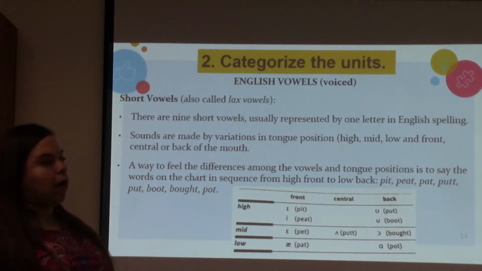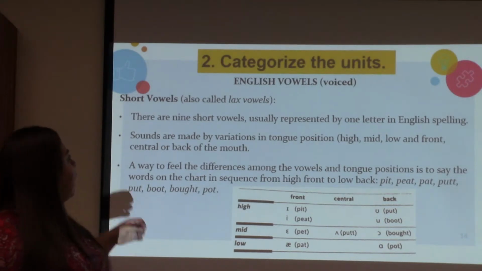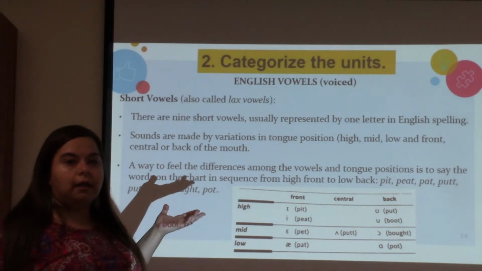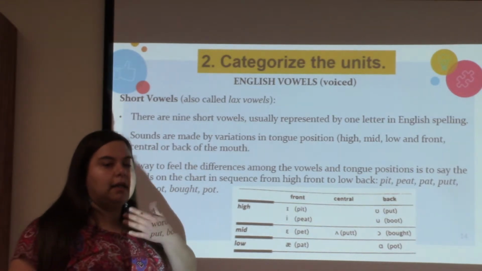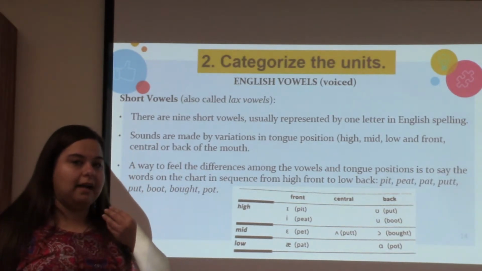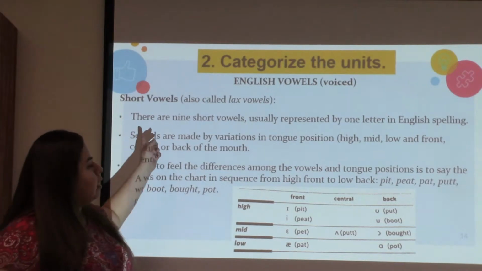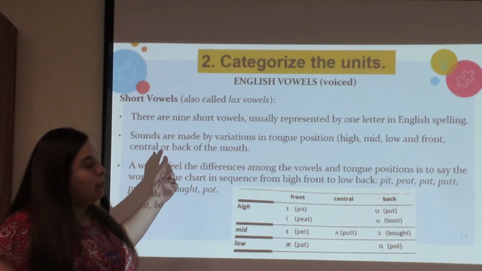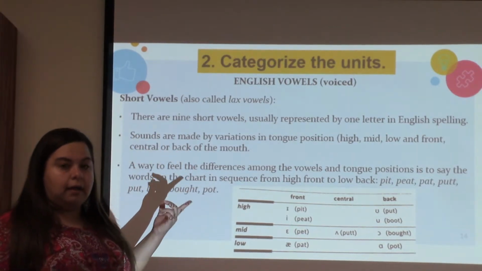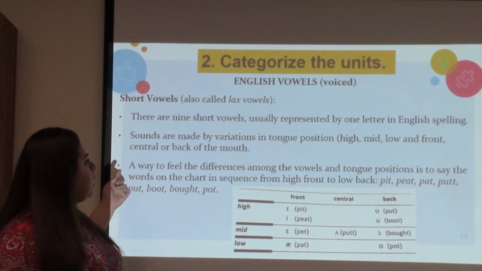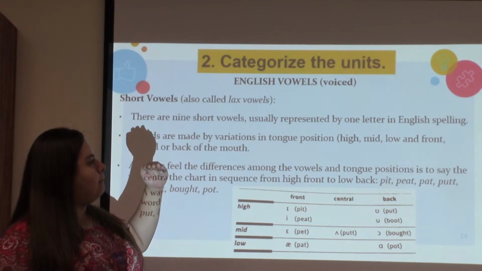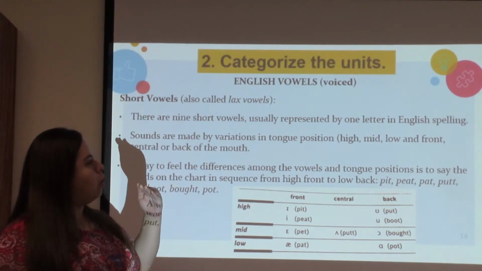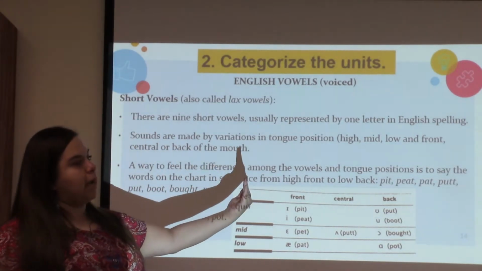So the English vowels are voiced. The short vowels are called lax vowels, again, because of that air constriction passing more easily, and the constriction of your vocal cords is not as tense. There are 9 short vowels, and they're usually represented by 1 letter in English when we're spelling them out. The sounds are made by the variations in the tongue position, whether it be high, mid, low, or front, central, or back of the mouth.